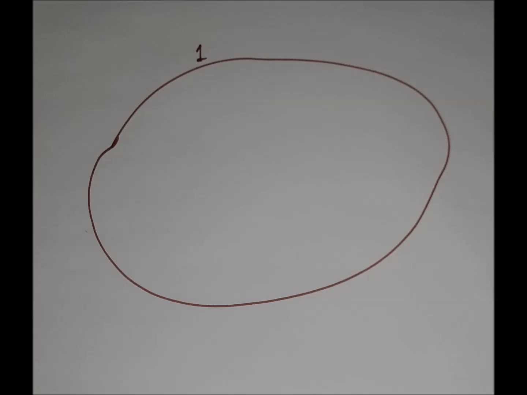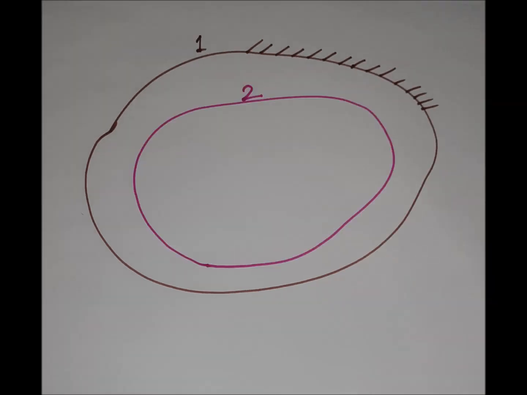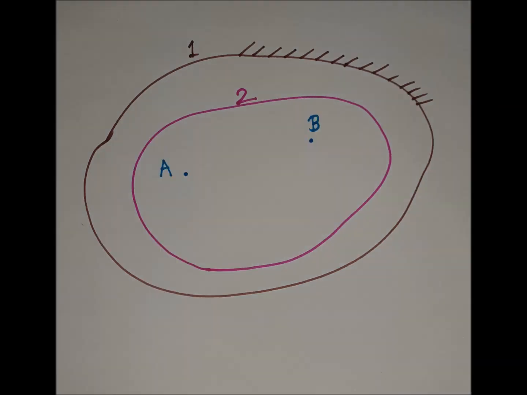Planar rigid body 1 is fixed. It means it will not move. On it, we have another planar rigid body 2. Consider points A and B on planar rigid body 2. Planar body 2 is moving relative to planar body 1, and that motion is in the plane of the screen.